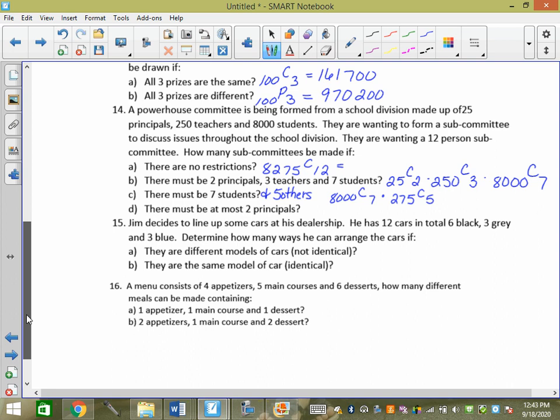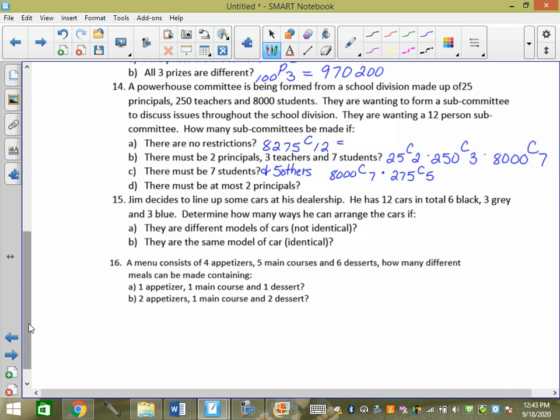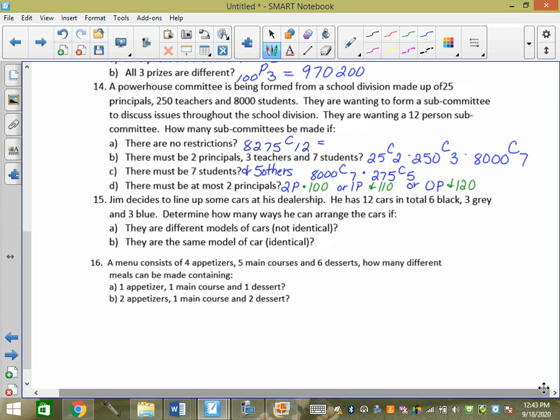Then for D, it says there must be at most 2 principals. So that means 2 principals or less. So I could have 2 principals or 1 principal or 0 principals. Then I have to supplement with others. So 2 principals and 10 others that aren't principals, 1 principal and 11 others, or 0 principals and 12 others. So how would I put that in? I'm going to do it over here. And I'm just going to write it right here.